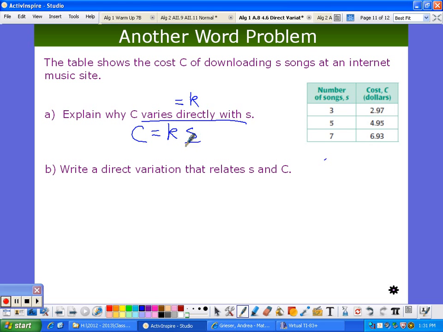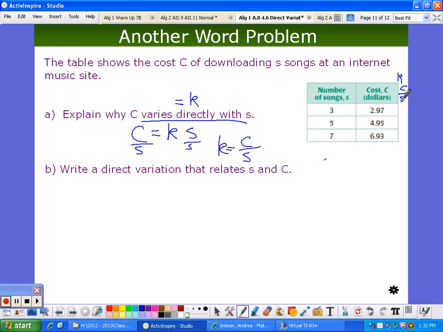So what I'm going to do is divide both sides by S because I want to solve for K. I want to know, how do I figure out K? Because now I've got a table. If it has the same constant of variation for all the points, that means that this is a direct variation. And I'll prove my point here. So I'm going to make my third column C over S. That's my constant of variation.